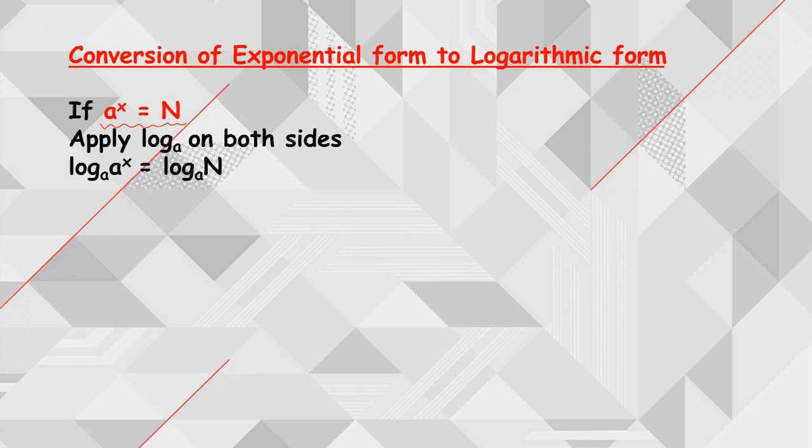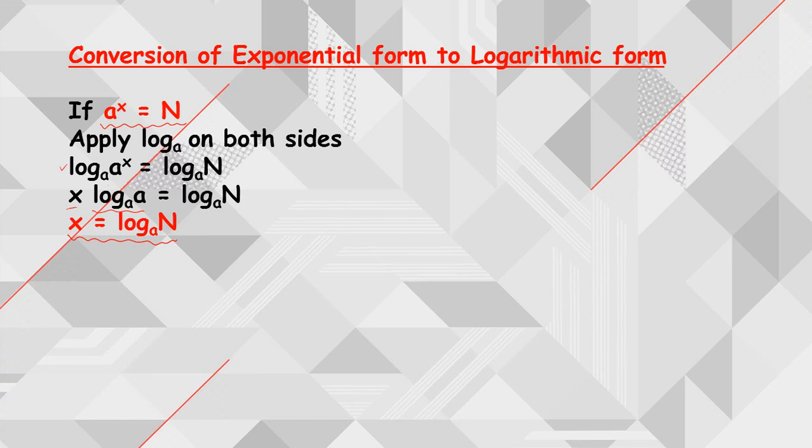On applying, what I am going to have is log a power x to the base a is equal to log n to the base a, right? From there, this x can be transposed here, so x into log a to the base a is equal to log n to the base a. About this you are going to learn next. Log a to the base a is nothing but 1. So from this we are going to have x is equal to log n to the base a, right?